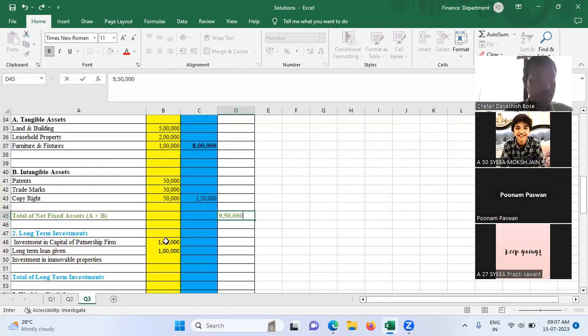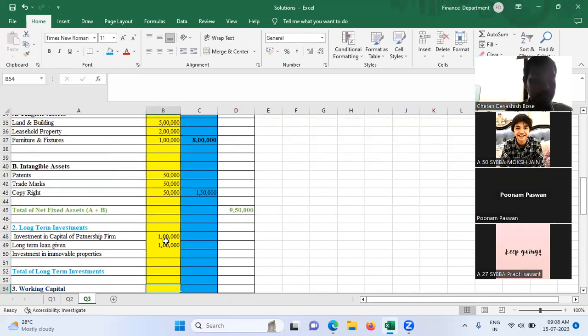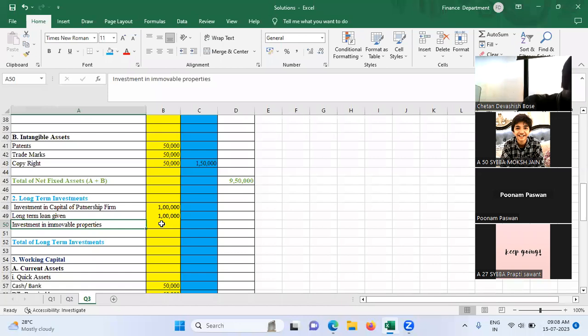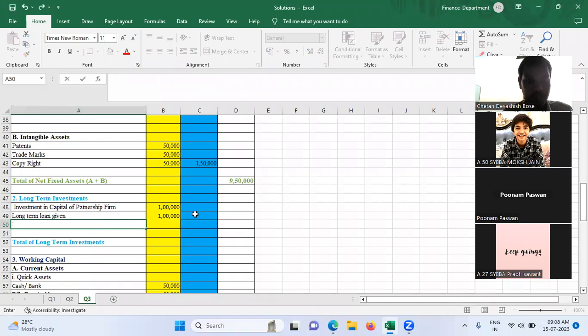Okay. Now let us talk about the long-term investment. What is the amount of long-term investment? It is the total. There is investment in immovable property. Investment in immovable property है क्या इसमें? Please let me know, sir. No, नहीं है. तो इसको हटा देते हैं. So it is 2 lakh. The total is 2 lakh. That is what I'm going to write here, 2 lakhs.